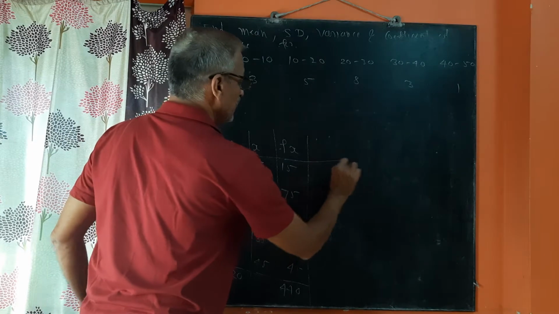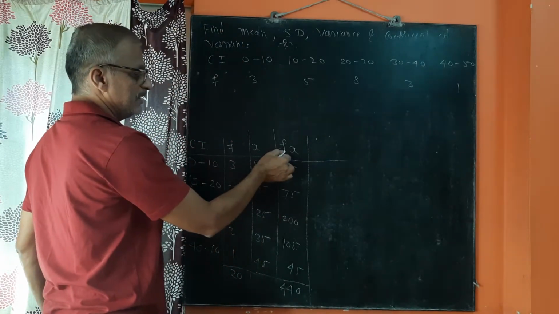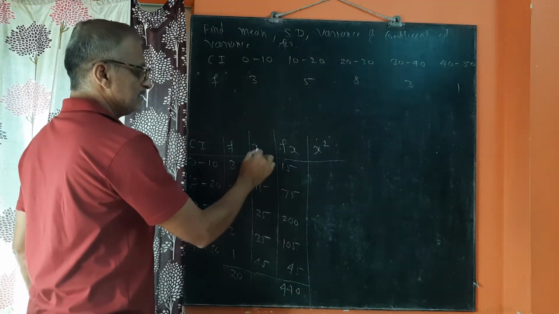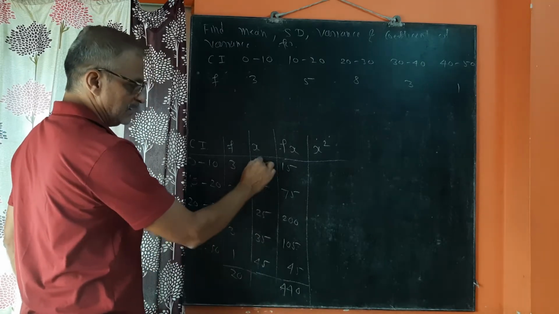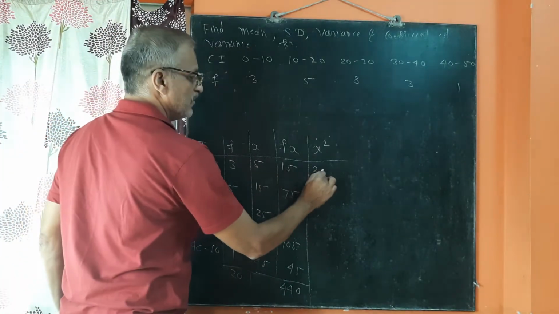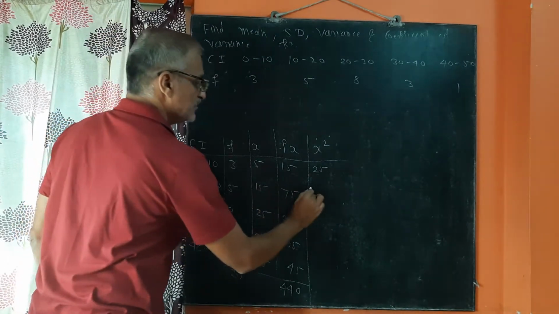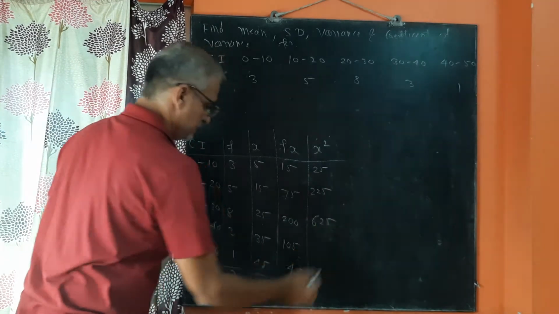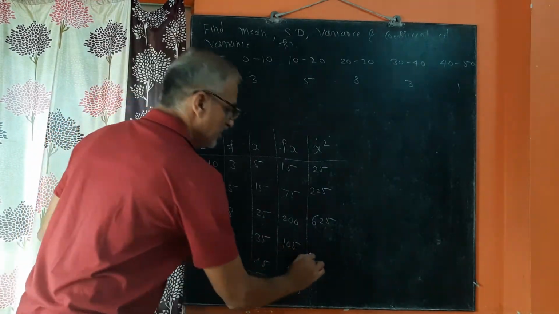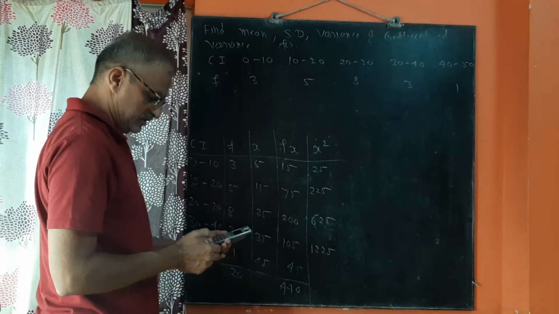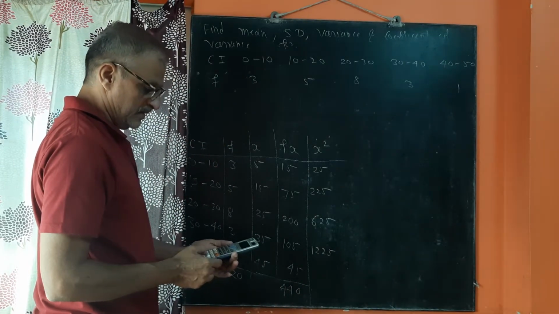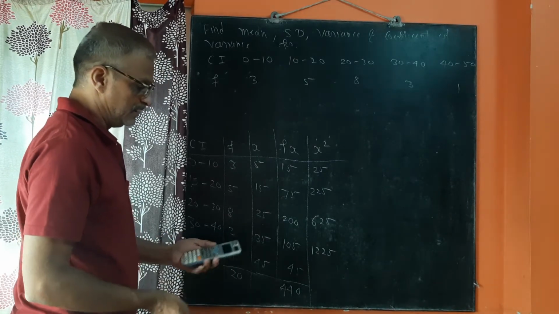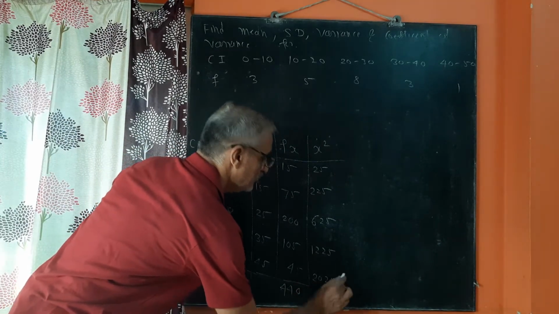Now the next column: we require summation of fx as well as summation of f x square, that means x square. 5 square is 25, 15 square is 225, 25 square is 625, 35 square is 1225. Let me check, 35 square is 1225, and then 45 square is 2025.